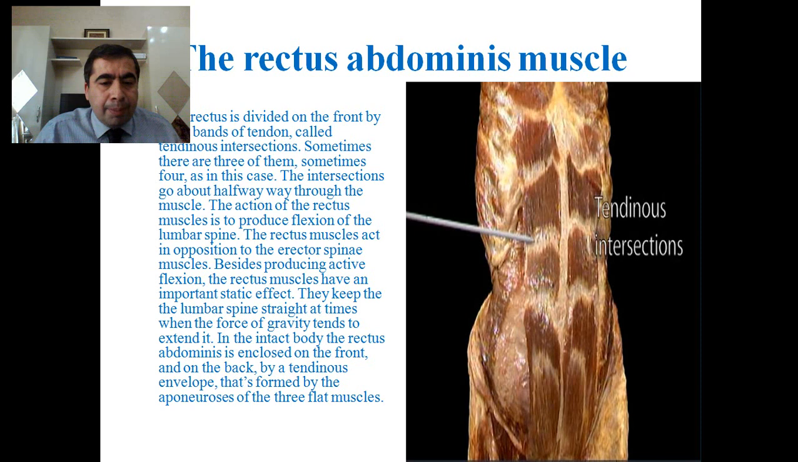In the intact body, the rectus abdominis is enclosed on the front and on the back by a tendinous envelope, which I have explained before, that's formed by the aponeurosis of the 3 flat muscles.